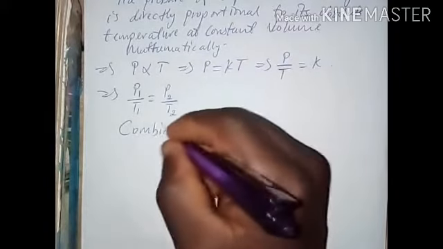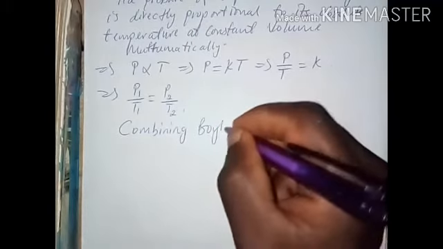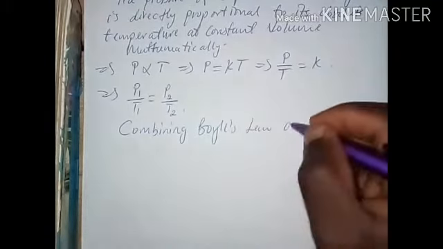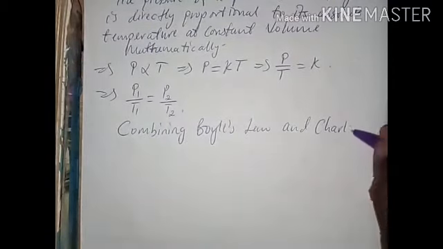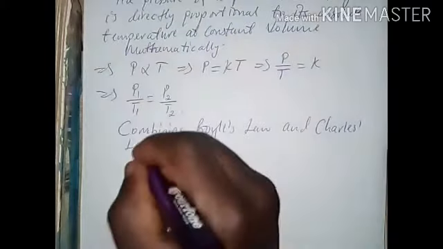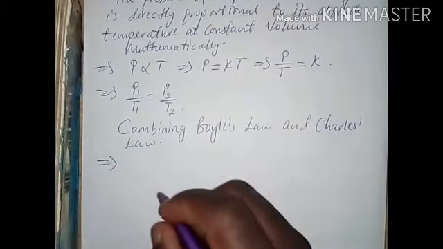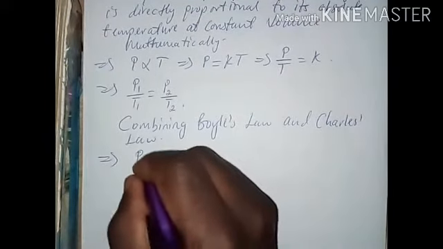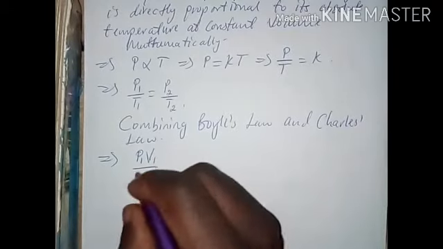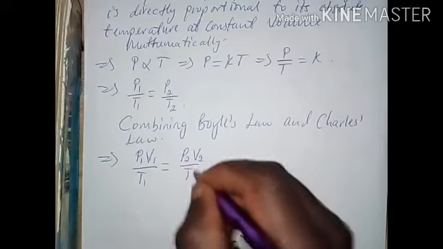We are going to combine Boyle's law and Charles' law. The combination of these laws will give us a law in this format. We are going to have the pressure P1 times the volume V1 over the temperature T1 equals P2 times the volume V2 over the temperature T2.